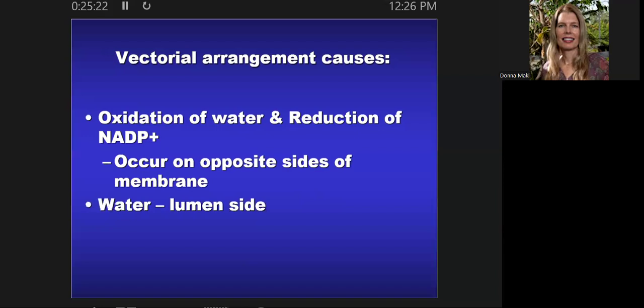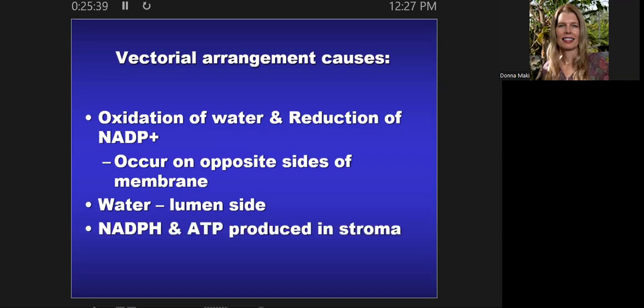So when water is getting stripped of electrons, water is located in the lumen portion of the thylakoid. Remember, if you crack open the thylakoid and look inside of it, we call that the lumen area, just like your intestines. If you were to peer inside your intestines, that would be the lumen of your intestines. And then NADPH and ATP are all being produced in the stroma of the chloroplast, which is just the watery portion that the thylakoid is floating around in.